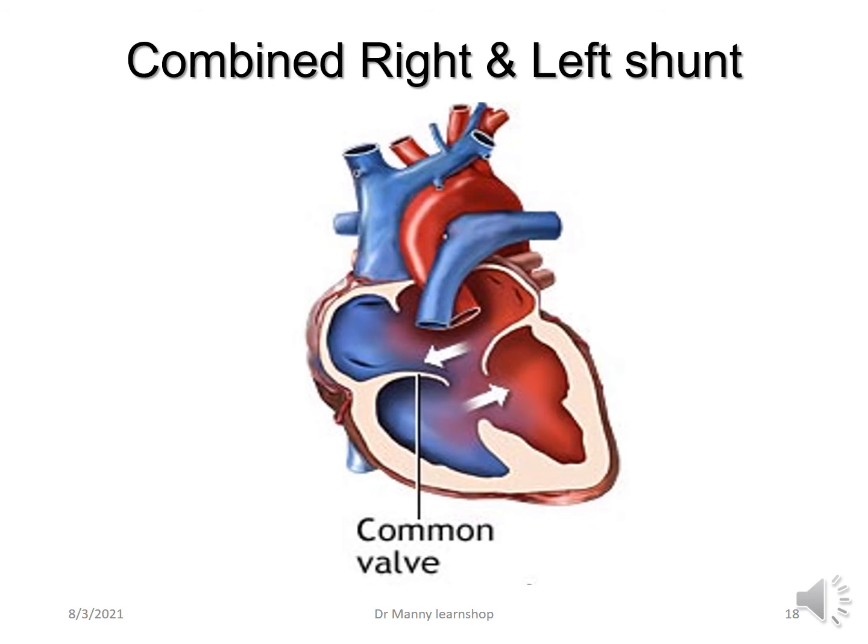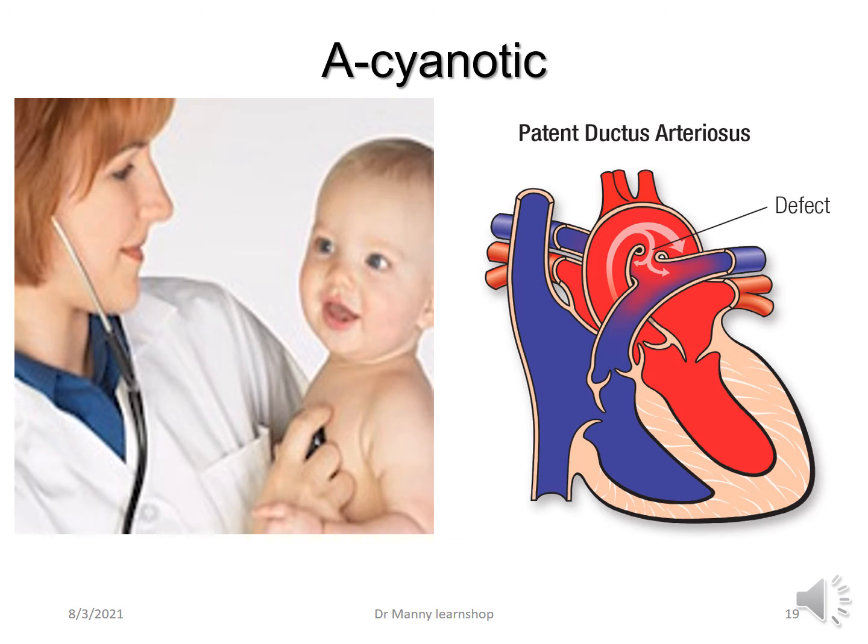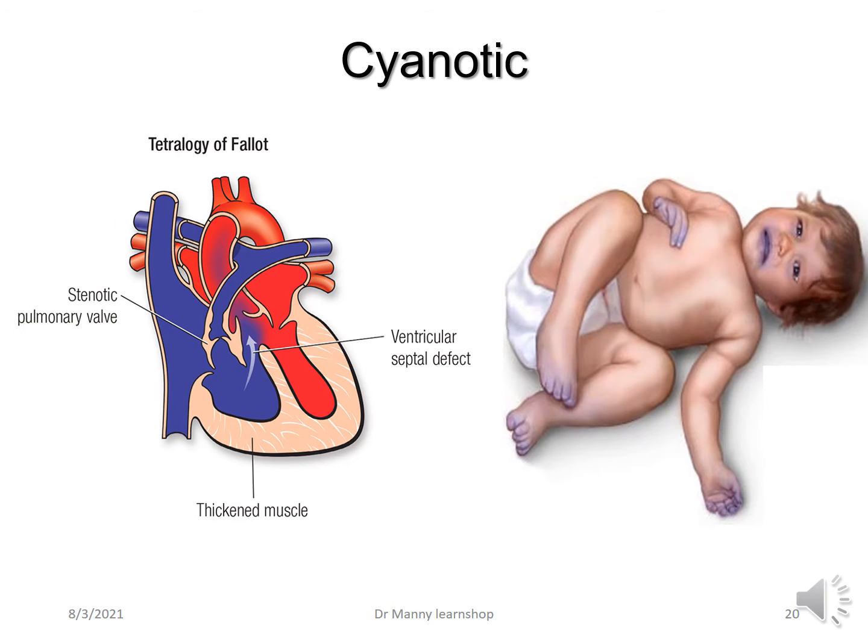Acyanotic basically means the infant is pink. The infant is well perfused. They still have a problem. Here's just one example of patent ductus arteriosus, but there are numerous others. Then you've got cyanotic, which results in an infant who is really blue, a blue baby. And this could be tetralogy of Fallot, but there are numerous others as well.